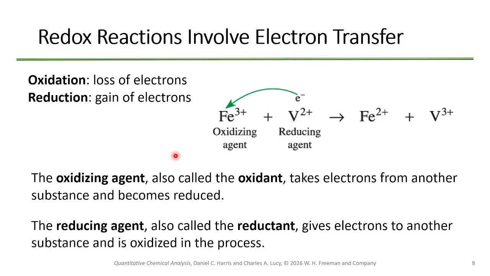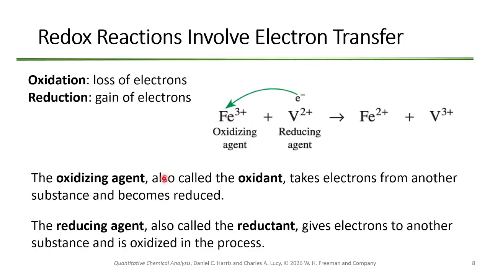So oxidation is going to be, again, your loss of electrons. Reduction is going to be your gain of electrons. Again, the oxidizing agent, which can be called the oxidant, is going to take electrons from another substance and is going to itself become reduced because it gains an electron. Electrons are negative. That's going to be a reduction of it. So remember that the thing that's reduced is the oxidizing agent. It oxidizes something else.